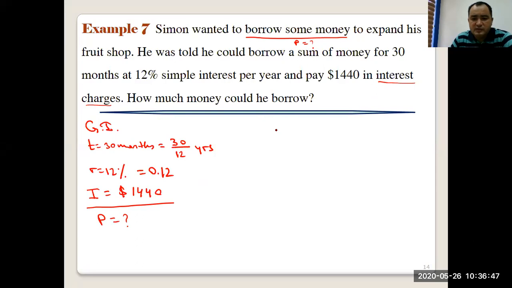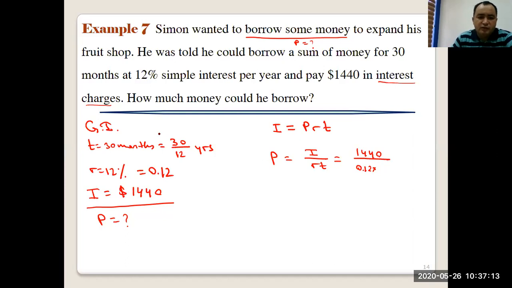We are just going to use our simple interest formula, we have only one, that is PRT, right? And we are going to find P. From here, P is equal to I over RT. And I is equal to 1440 over rate, it is 0.12. And time, it is 30 over 12. If you simplify this by 6, it is 5 over 2. That's 2.5. So that is 2.5 years.